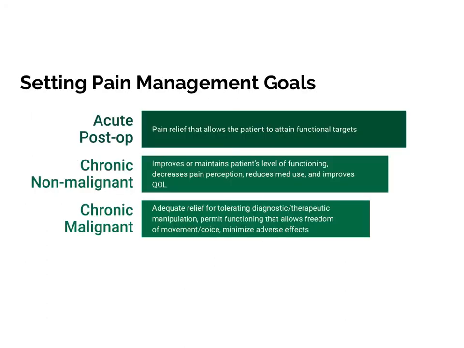So if we have a patient who has acute pain, post-op pain, the pain relief that we can shoot for is that which allows the patient to attain functional targets, to return to their previous functional status. A patient with chronic non-malignant pain, we have a different target for them. Our pain management goals for those types of patients is to improve and maintain the patient's level of functioning, to decrease the pain perception, but also reduce the amount of medications that they use, improve quality of life.